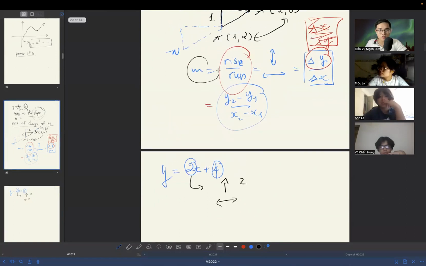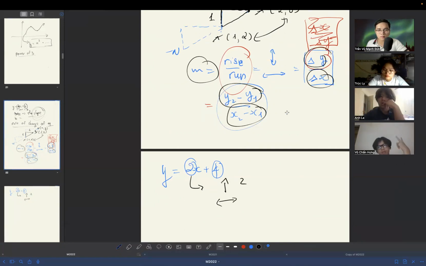Let's remember this. m is rise over run. Delta y over delta x. y2, x2. Can anyone guess?